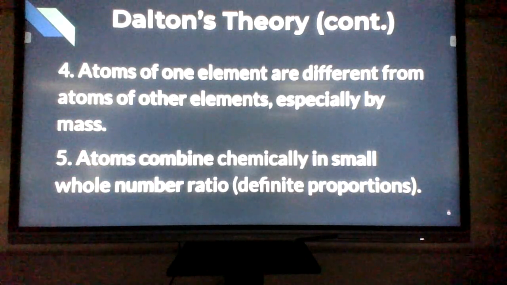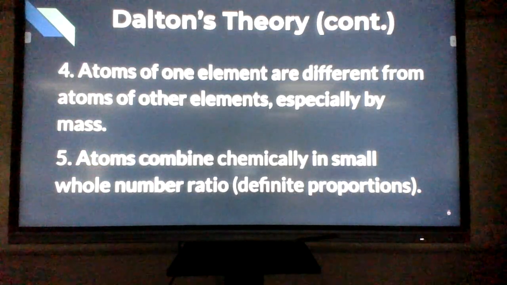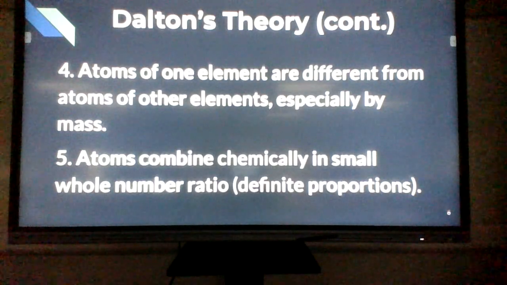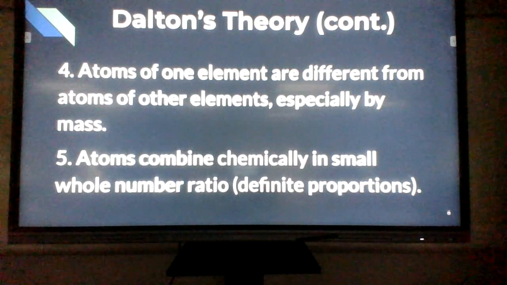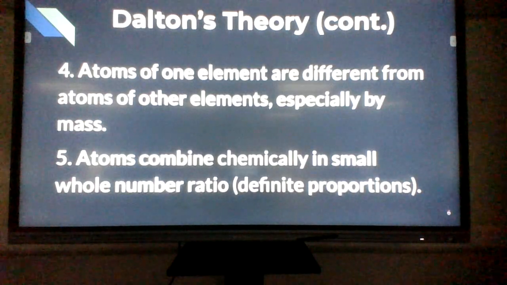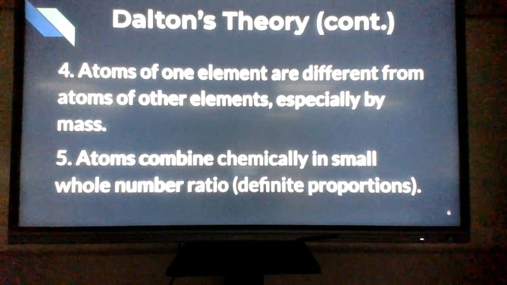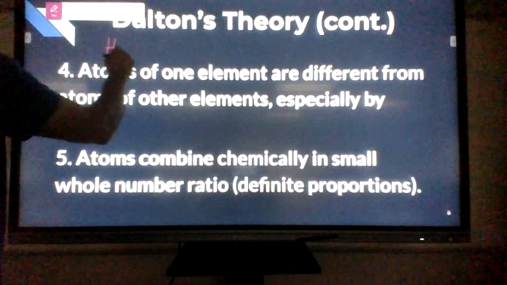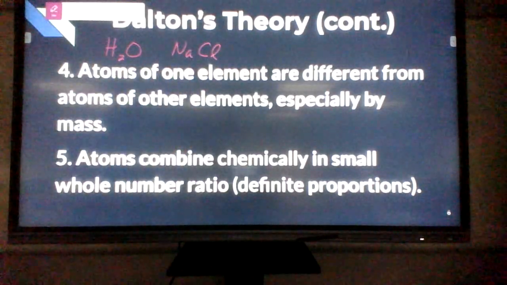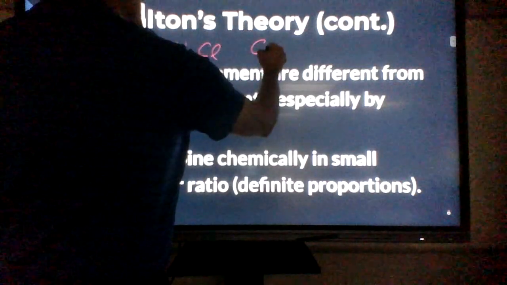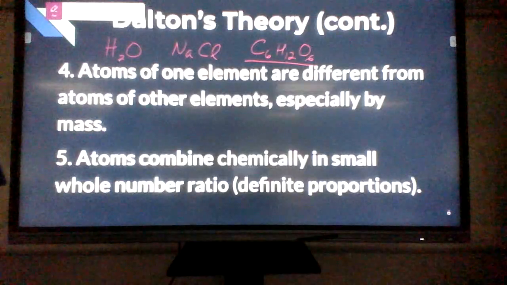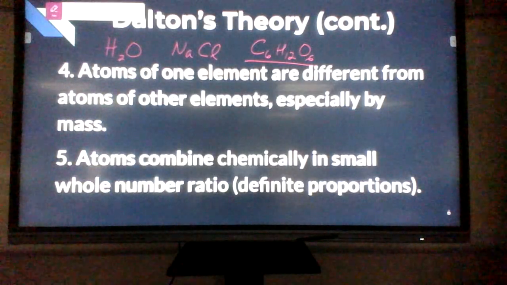Part 5 of Dalton's theory. Atoms combine chemically in small whole number ratios. We just showed you that on the last page where I wrote H2O on the page with the picture of the waterfall, okay, 2 pages ago. But the definite proportions. Every compound is made up exactly the same way every time. Of course, we know water. Here's water again, H2O. Here's another one you're very familiar with, sodium chloride. Glucose, C6H12O6. This is one kind of sugar, and notice compounds are exactly the same way every time.